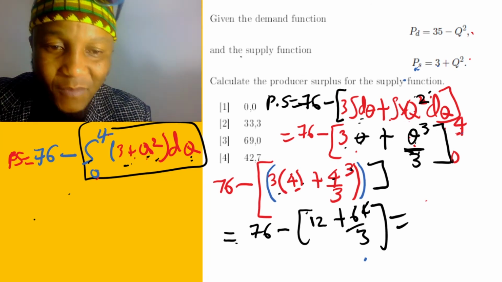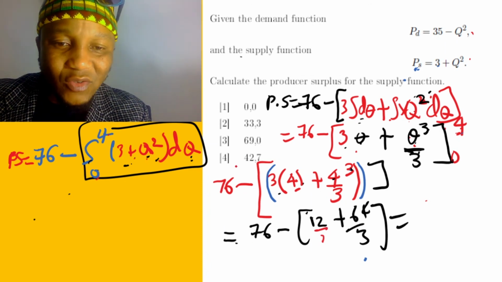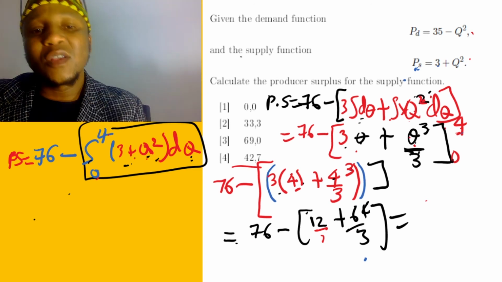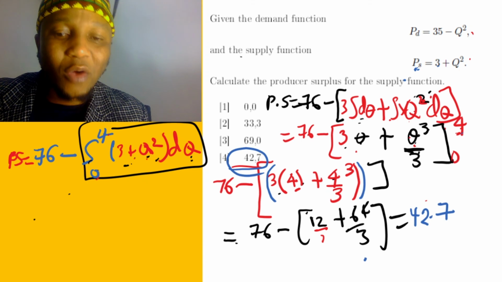So now we can say, look, I can say this is over 1. So plug this in the calculator. It's going to give you 42.7. So our answer is going to be option 3.